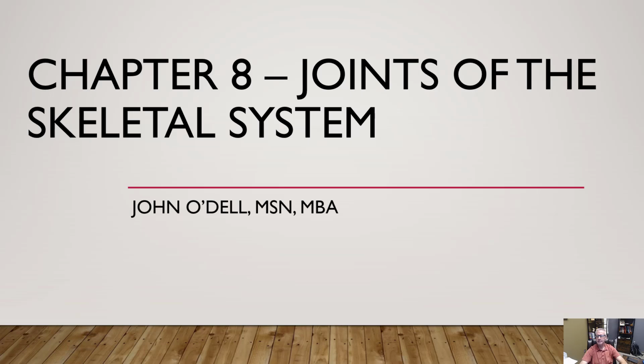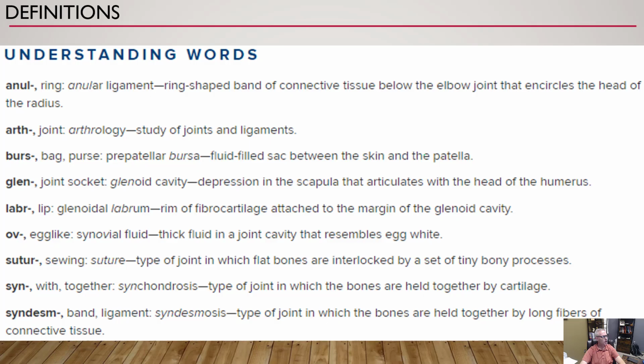Hello, everyone. Today we will be covering Chapter 8, which is the different types of joints of the skeletal system. All right, some roots, prefixes, and suffixes that you'll need to know. Most of these you probably aren't going to be familiar with. Really, the only one that you might know, suture, kind of means sewing. We'll talk about most of these as we go through this lecture.